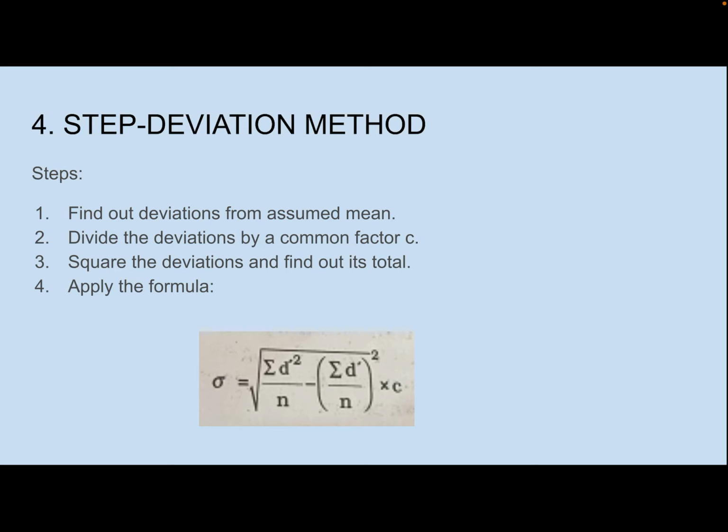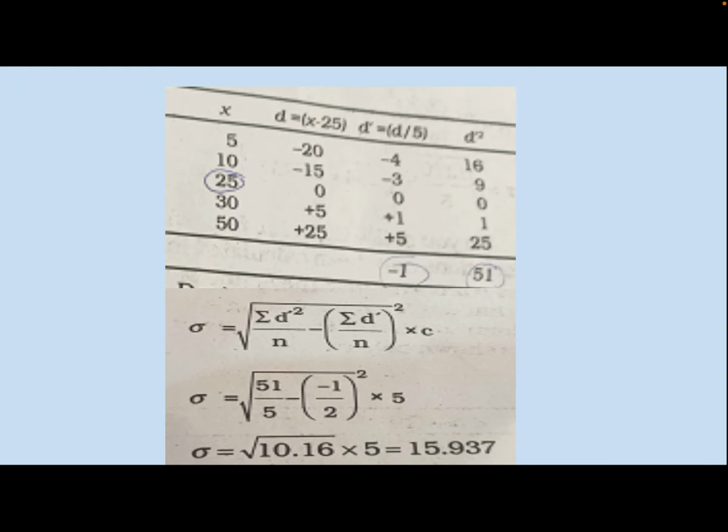The steps are similar, students. Find out deviations from the assumed mean. Divide the deviations by the common factor c to get d dash. Square up the d dash column and find out its total. Apply it into the formula. As you can see here, you are given the values of x. You calculated the second column of deviations. Then from deviations you reduced down the scale to d dash by dividing all the values by 5. And finally you square up the column.